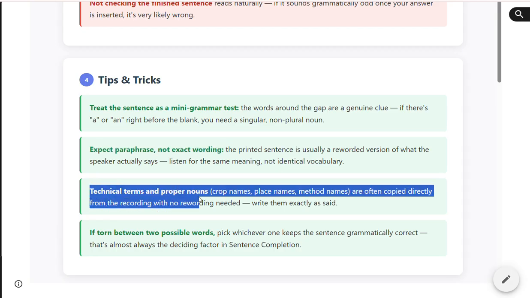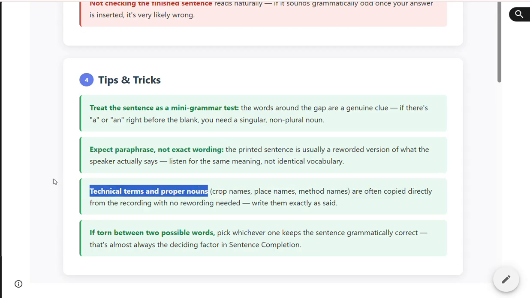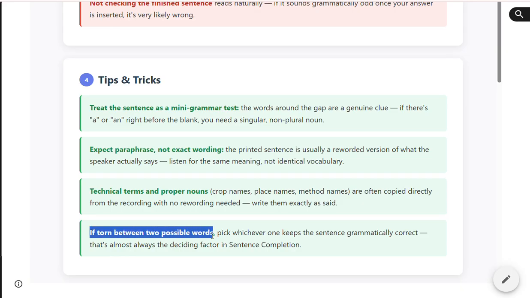Technical terms and proper nouns. Crop names, place names, method names are often copied directly from the recording with no rewording needed. And if you're ever torn between 2 possible words, pick whichever one keeps the sentence grammatically correct. That's almost always the deciding factor.